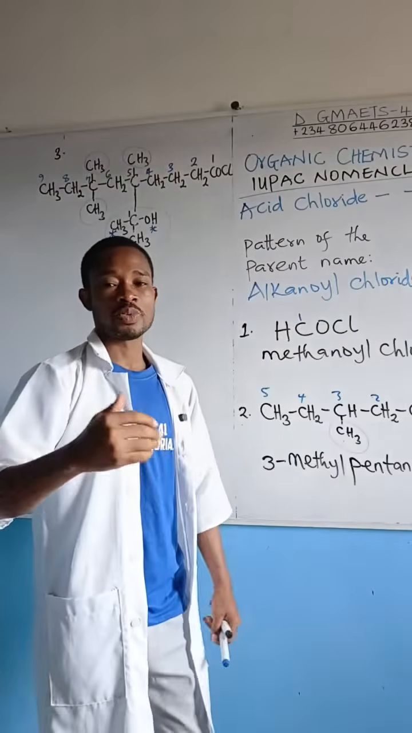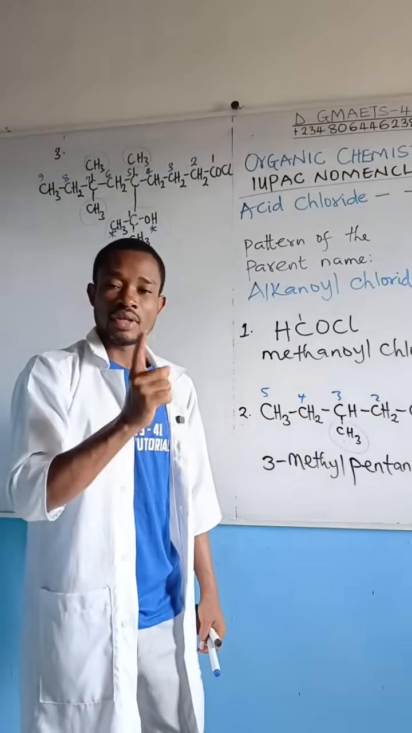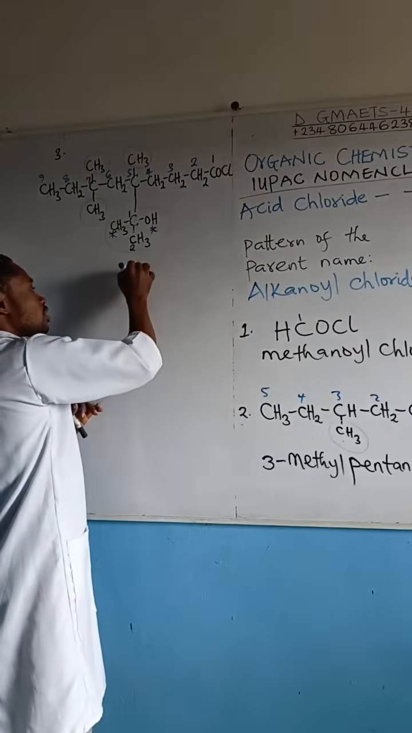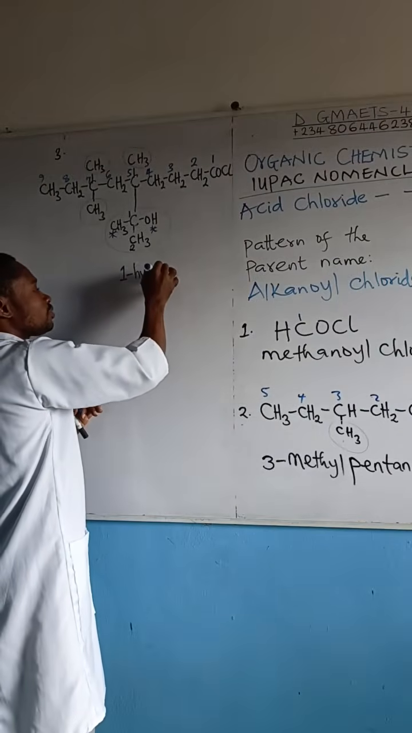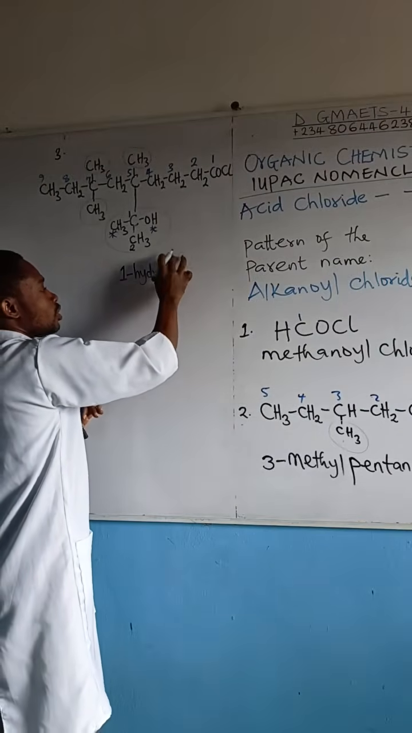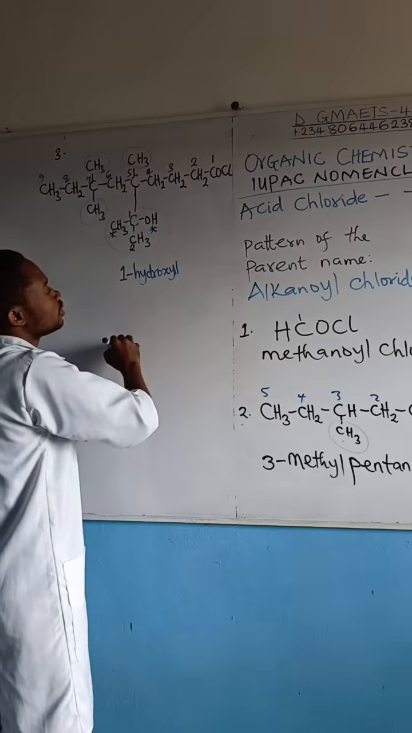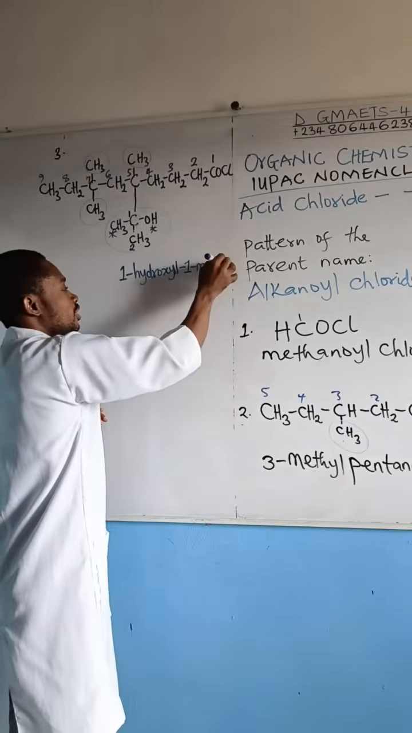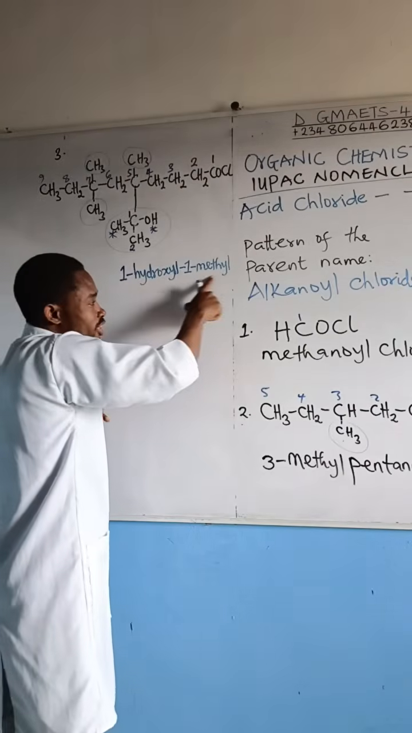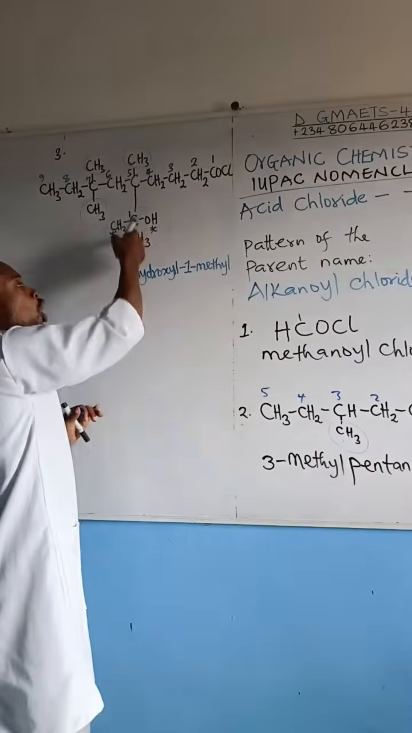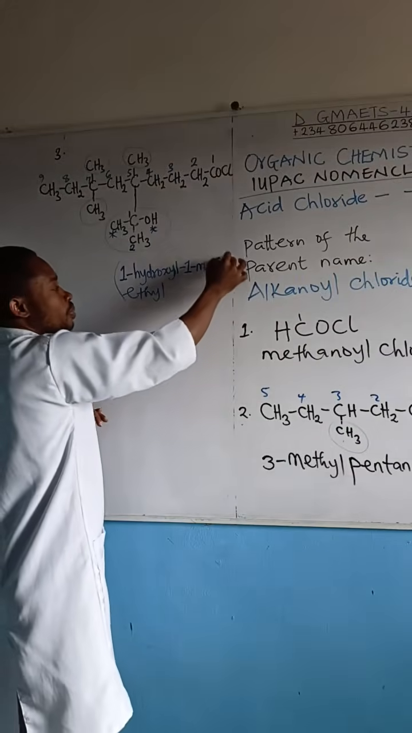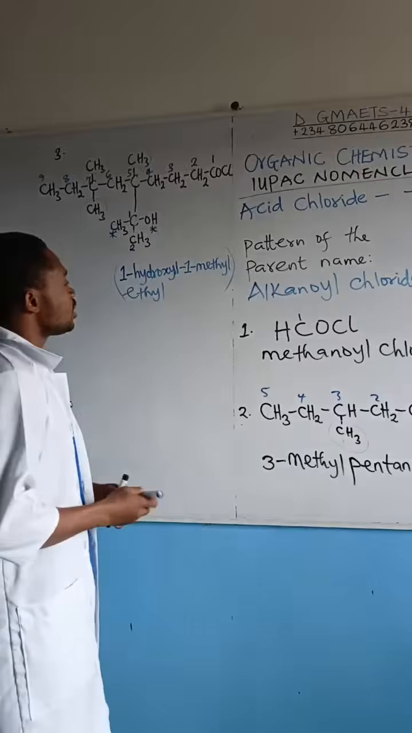OH as an attachment is pronounced hydroxyl. Methyl, M, hydroxyl, H, which will come first? Hydroxyl will come first. So 1 hydroxyl, 1 methyl. Now these attachments you are seeing, they are attached on what? Ethyl. This is meant to be in parentheses whenever you're writing the IUPAC name.